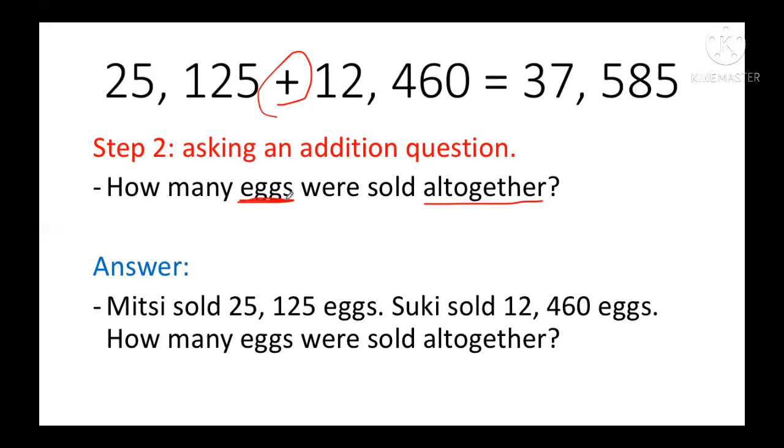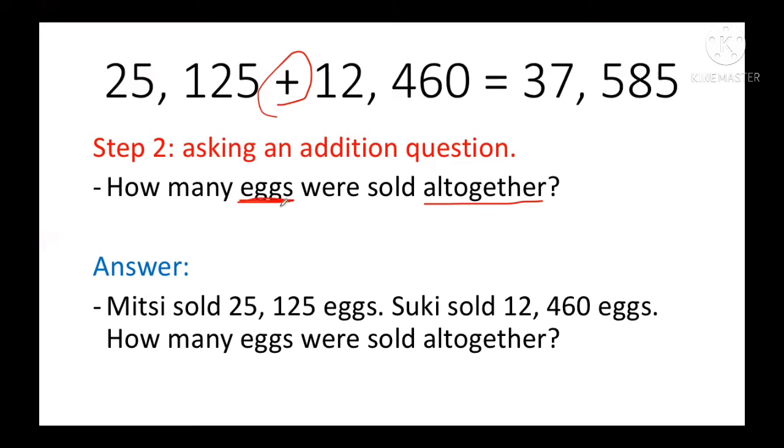So let us now sum up all the things that we learned in step 1 and step 2. Here we have Michi sold 25,125 eggs. That's the eggs. And then Suki sold 12,460 eggs. So how many eggs were sold altogether?